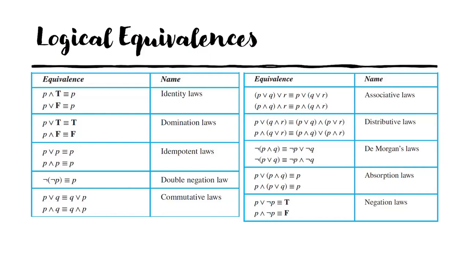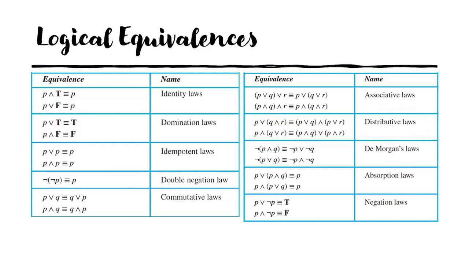Okay, and there is also the distribution law, where you have P or (Q and R), and you can distribute it to each variable. So you can have P or Q and P or R, right? So you are able to distribute it.